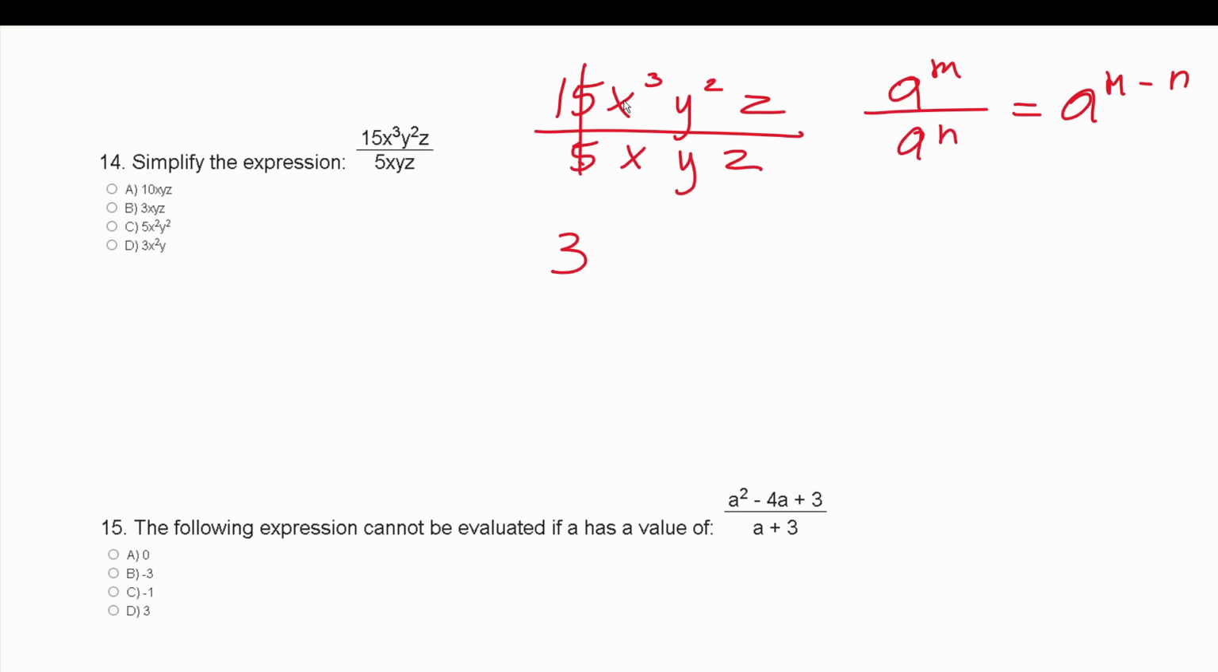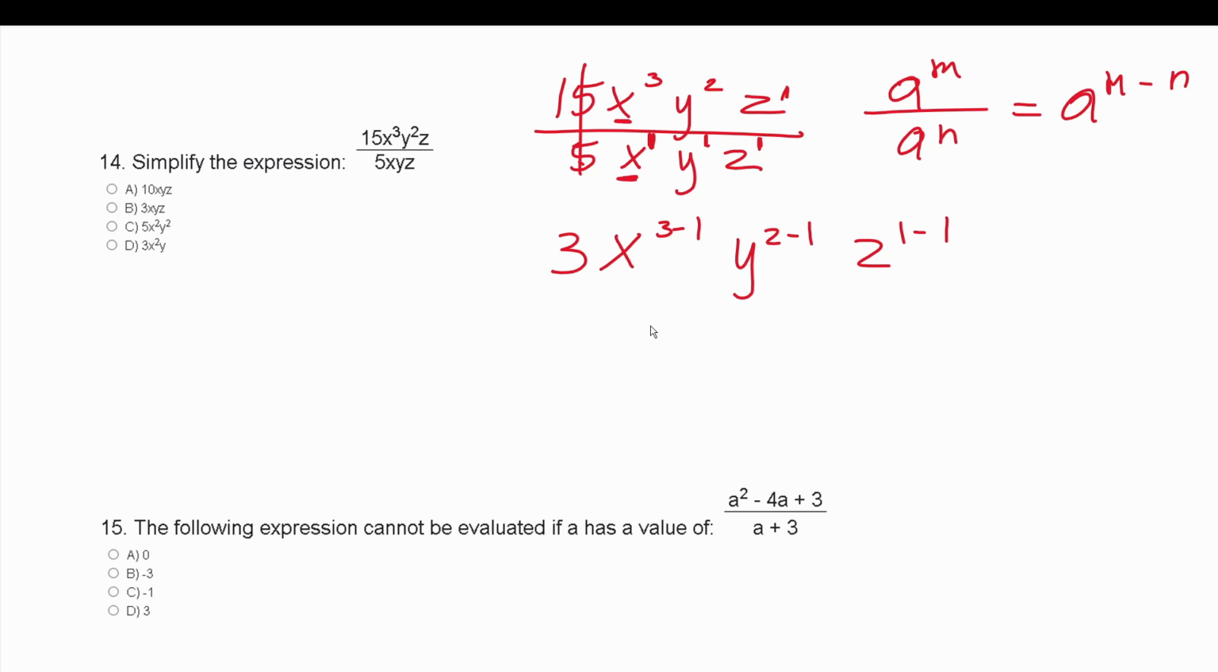If we take a look at our x's here, we have x to the third over x, and if you don't see an exponent, you can always write in a 1 to make it a little bit easier. So we have x to the third over x to the 1. Again, our bases are the same. They're both x. So that tells us we can subtract our exponents. So this becomes x to the 3 minus 1. If we do the same thing with the y's, we have y squared over y to the 1. That's y to the 2 minus 1. And then finally, we have z to the 1 over z to the 1. So that's z to the 1 minus 1.